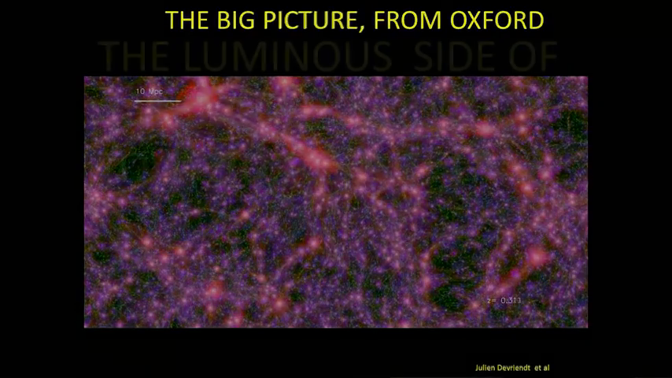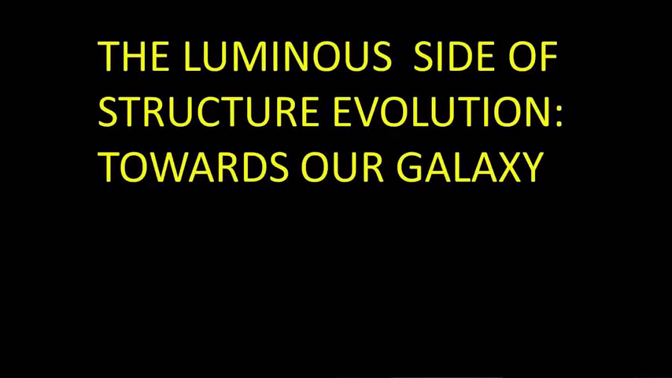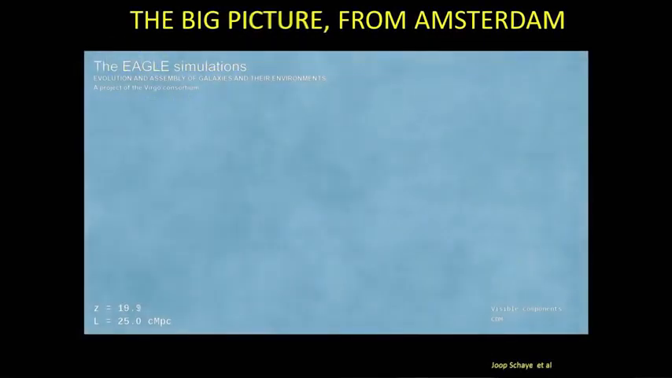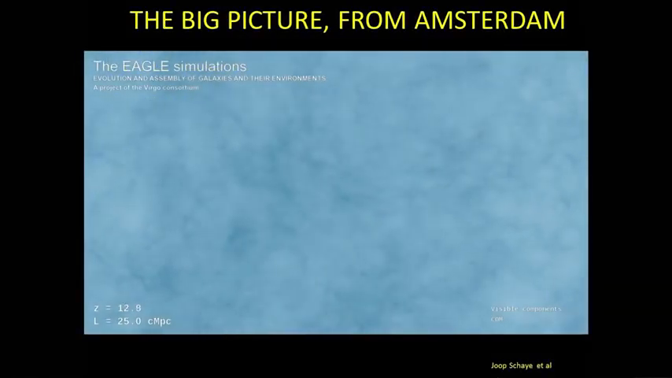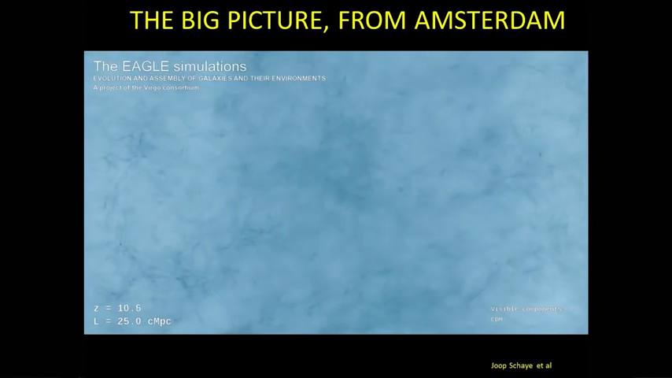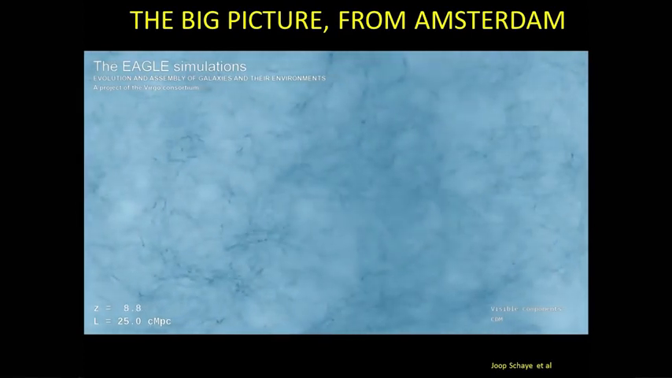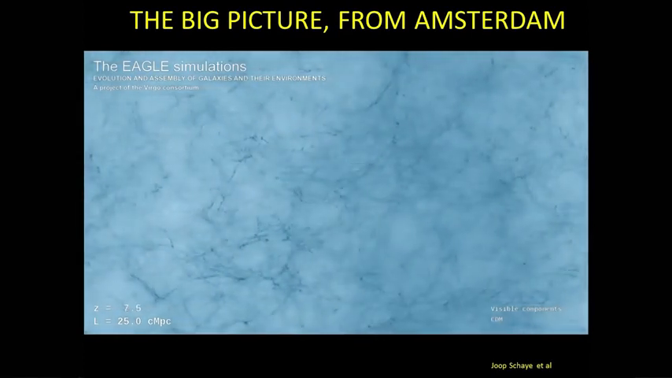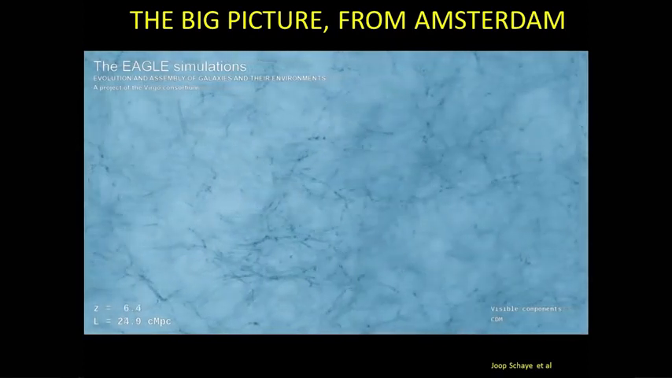Let's look at another one. I want to zero in a little bit. Okay, so there are several groups around the world. That was a UK version. This is the Dutch version of similar structure developing in the universe. So one does beautiful things with these simulations now.